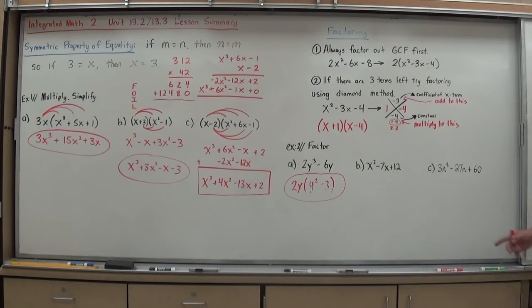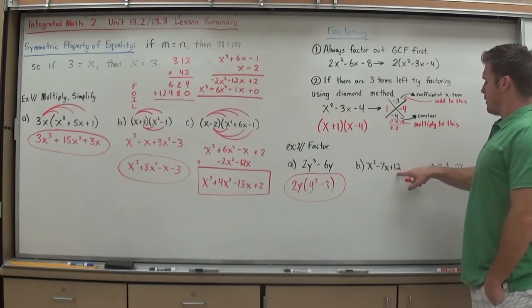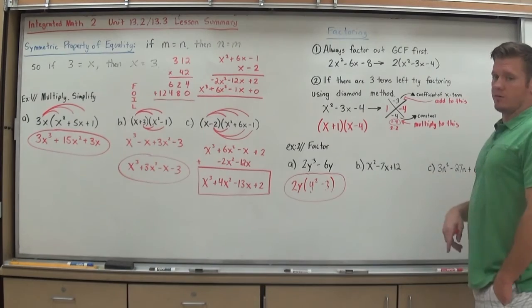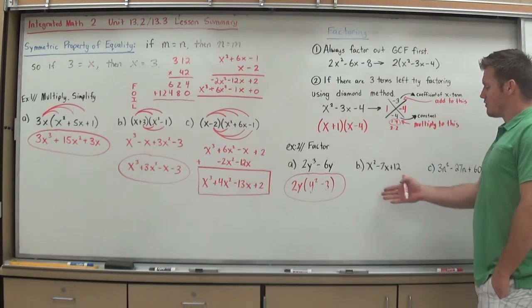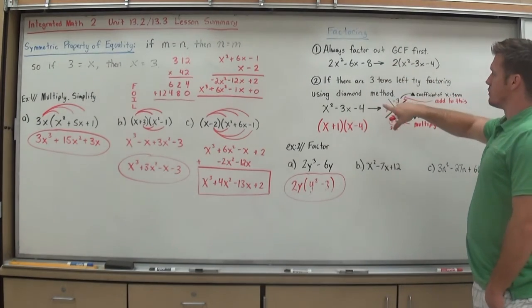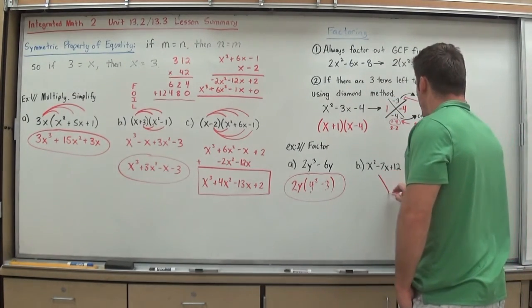Next one, B. Step 1, factor by GCF. No x, so I can't take out an x from anything. 1, 7, 12, no common term there except 1. So I cannot factor by GCF. So at least I tried. So I can go to step 2. It is a quadratic trinomial. I make my diamond.